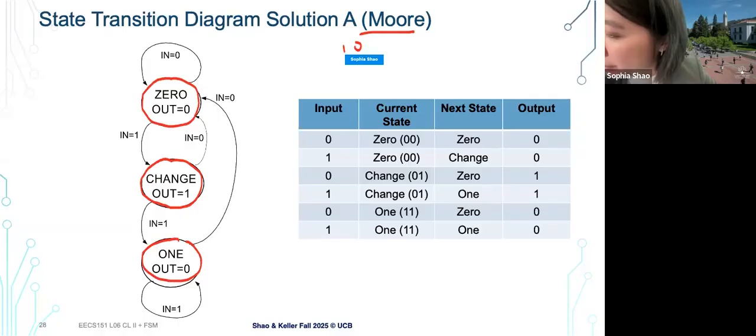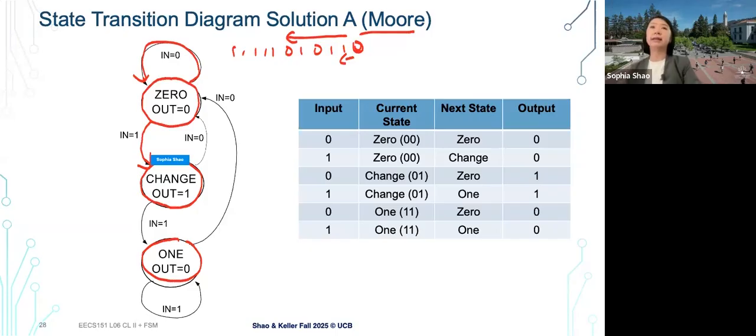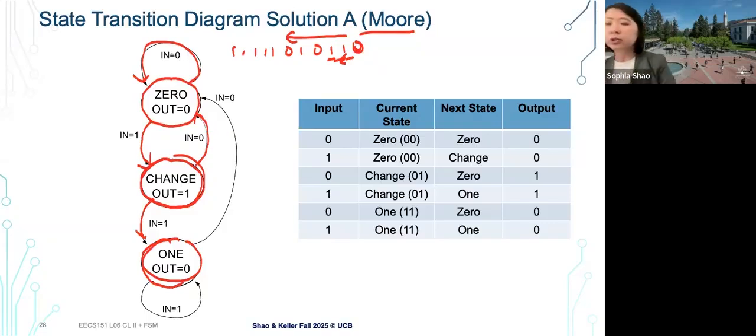So let's say this is my input stream. Let's say we start from 0, I see another 0, I stay here. But if I see a 1, I go to the next state and indicate that things have changed. This is the pattern you want to detect. This goes to my change state. And then after the change, if I see a 1, I go to the 1 state. If I see a 0, I transition back. So this is a way of designing a Moore FSM based on the state transitions here.